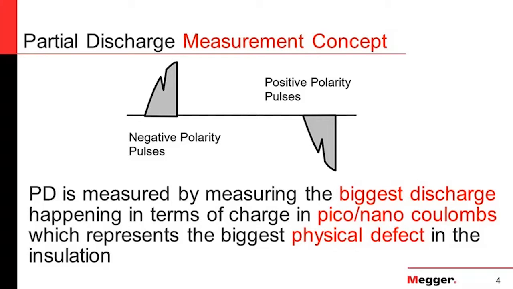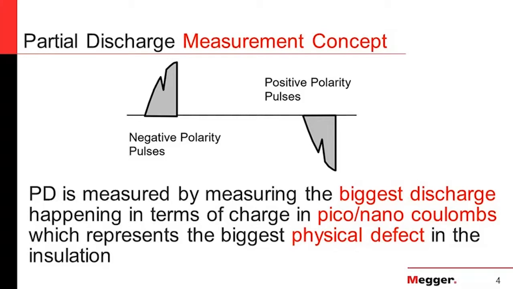So when we say partial discharge measurement, we're looking for some kind of capacitance or discharges. And we know the unit of discharge or charge is the coulomb. But because PD is very low in terms of coulombs, we normally deal with picocoulombs or nanocoulombs.